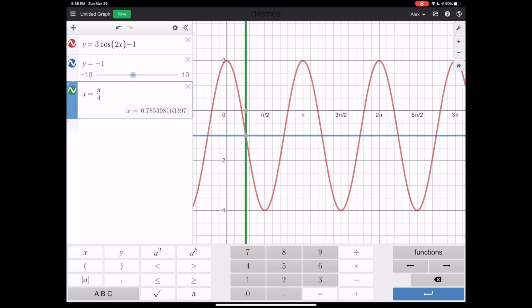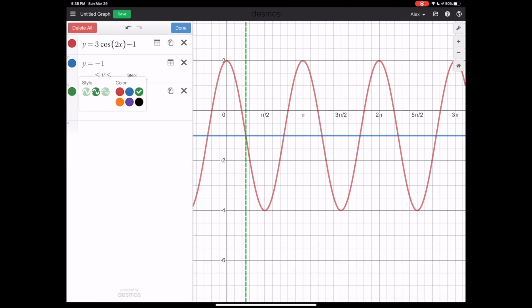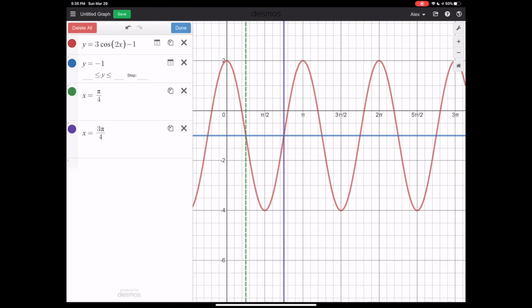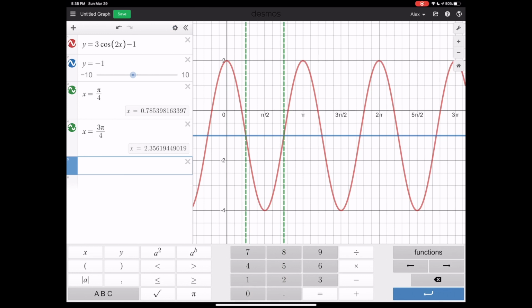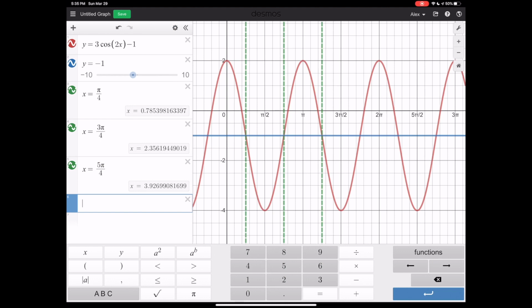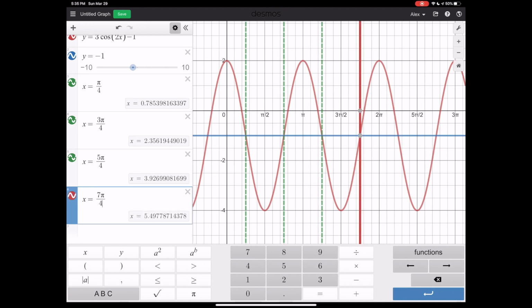So pi over 4, I'll make this dotted. I'm in the middle at, the next one is 3 pi over 4. Again, let's make this the same color and dotted. We know we have another one at 5 pi over 4, green and dotted, and then another one at 7 pi over 4, and this will make one normal cycle, so we'll end here.